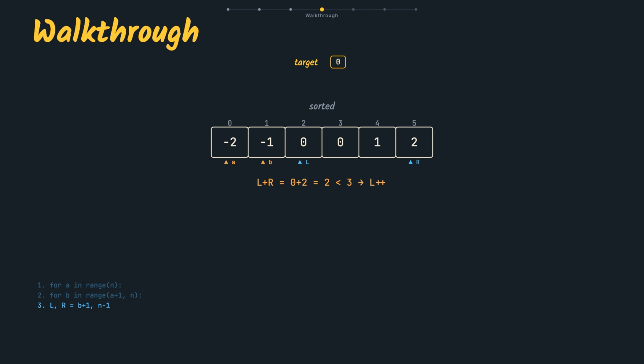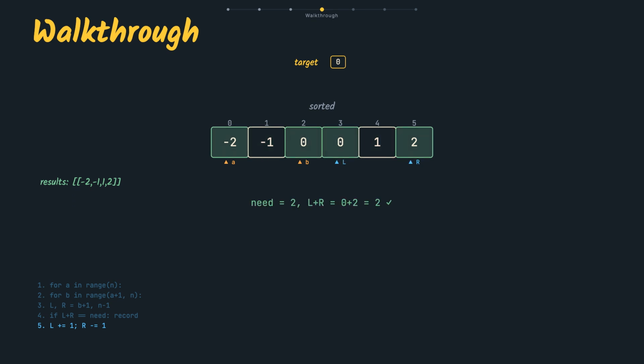Sum is 2. We need 3. Bump L right. L is on 0 again. Sum is still 2. Push L right once more. Now L is 1, R is 2. Sum is 3. Match. Record -2, -1, 1, 2. Now move both pointers inward and keep searching for more matches with the same A and B.